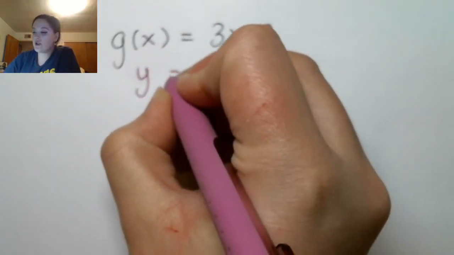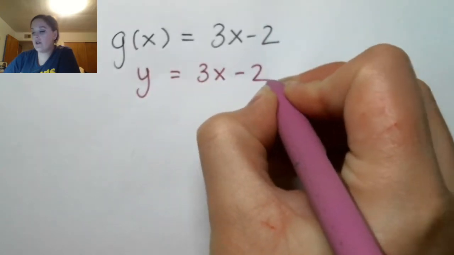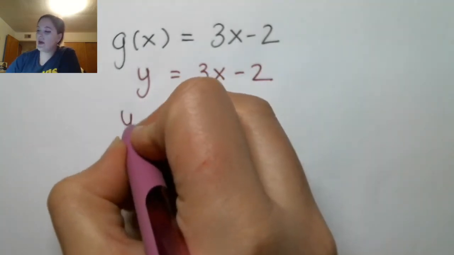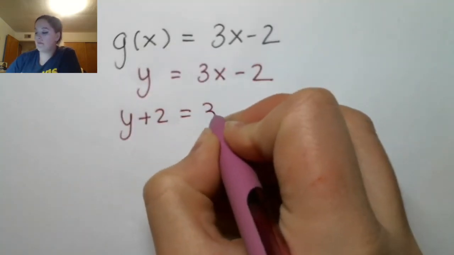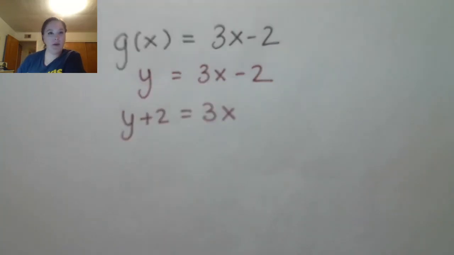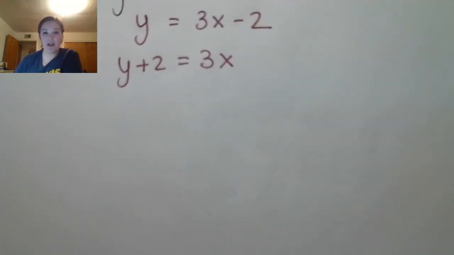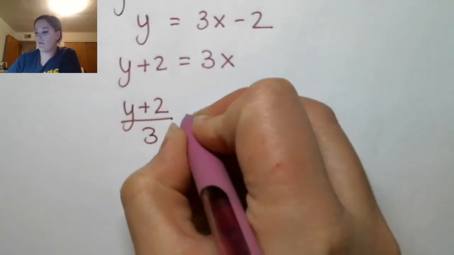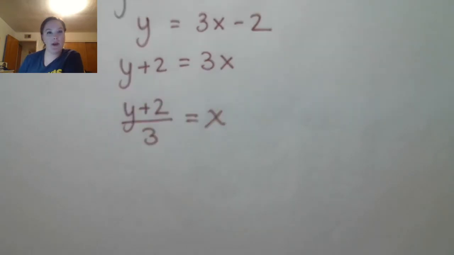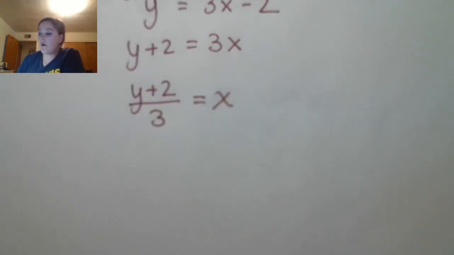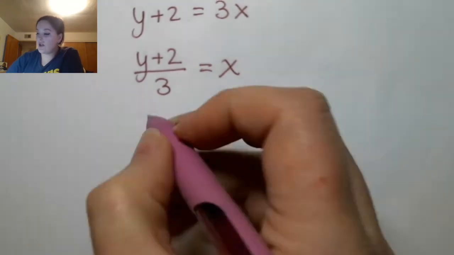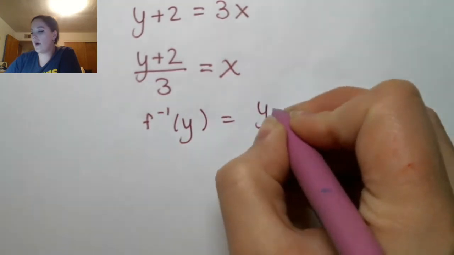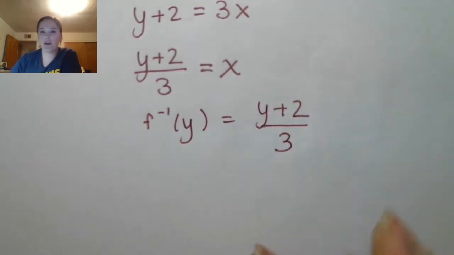First we're going to change into the x and y notation. Now we're going to isolate x. So I'm going to add 2 to both sides. And then I'm going to divide both sides by 3. Now I can change back into the function notation if I want. So this would be f inverse of y is equal to y plus 2 over 3.